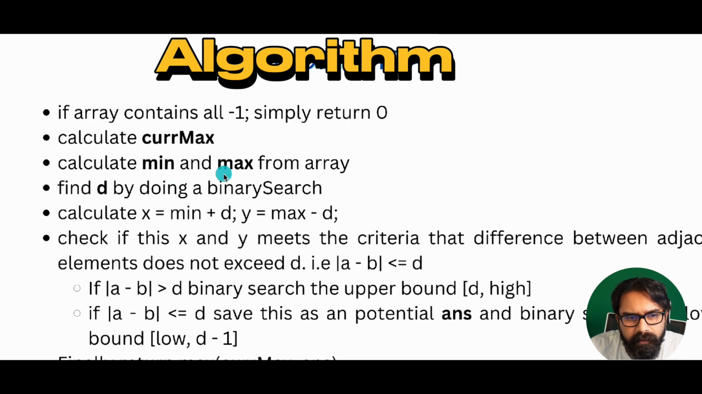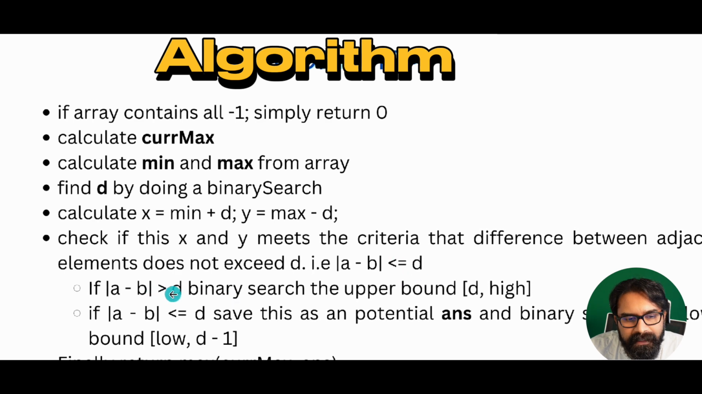We have to calculate the minimum and max from the array, and find D by doing a binary search. We saw why binary search is important to maintain the time complexity. Also, calculate X equal to min plus D and Y is equal to max minus D. So these two numbers can be easily calculated if you have D. Now once we have X and Y, we have to check if replacing -1 with either X or Y, the adjacent element difference doesn't exceed D. It should always remain less than or equal to D.